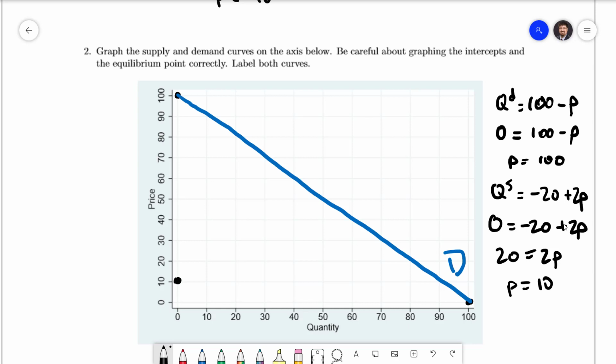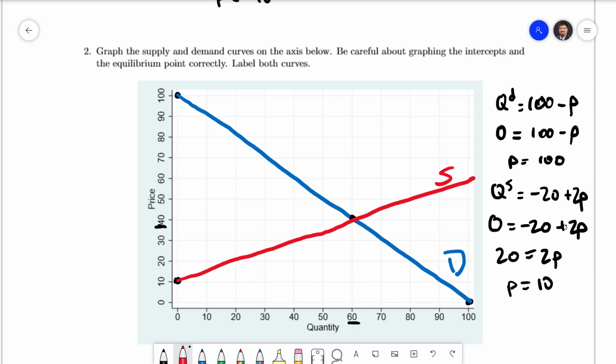We solved above that the equilibrium has a price of 40 and a quantity of 60. So we know that point has to be on both our supply and demand functions. And so our supply curve is going to have to go through both of these points. Mark that with an S.